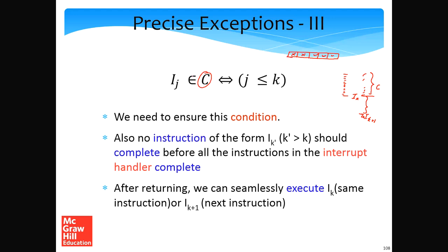So this is required to ensure both these conditions, that before ik all the instructions have completed, after it none have completed, and also when we finish, it says that once the interrupt handler starts, it needs to complete all of its instructions, and no instruction in the form ik', where k' is greater than k, some instruction after ik, should complete before all the instructions in the interrupt handler complete. Alright, so that's the broad precise definition. It is the same as the informal definition, which means that the interrupt handler's execution should be, in a sense, informal.